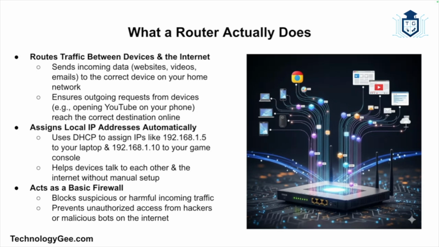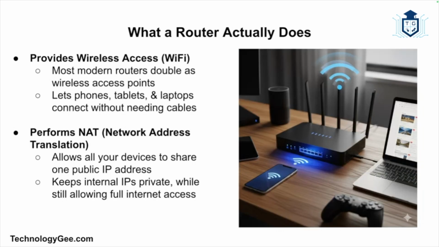Routers can help block unwanted incoming traffic. So that shady hacker that's trying to get into your smart fridge or your router, it can stop them if configured properly. A router also provides wireless access. Most routers today are wireless routers, which means they have built-in Wi-Fi access points that allow you to connect to the network without cables.